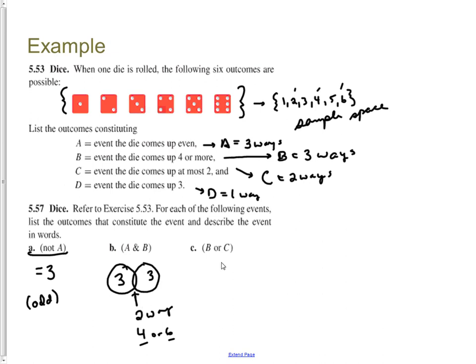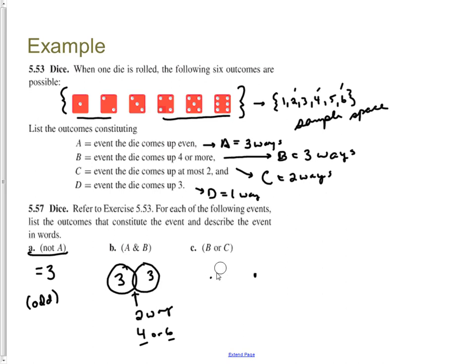Let's see, how about B or C? Well, B is that there are 3 ways that we come up 4 or more, and event C in which we can come up with at most 2. Well, if we say B or C, that there's really 0 ways that that could happen, right? And that's always possible because we say, well, there are 2 ways that we come up with at most 2, but if the event is that 4 or more, there's 0 ways in which this could happen. So if we say one or the other, well, there's no ways that they can be in common, right? They can be both.